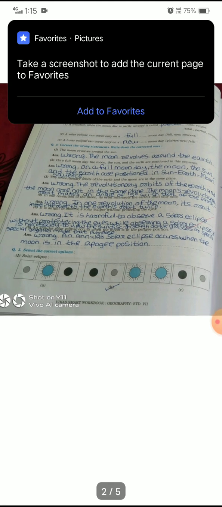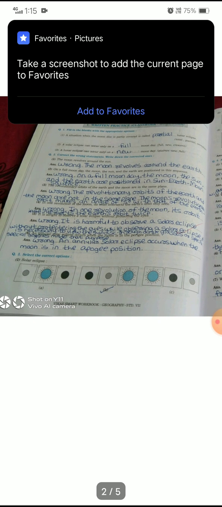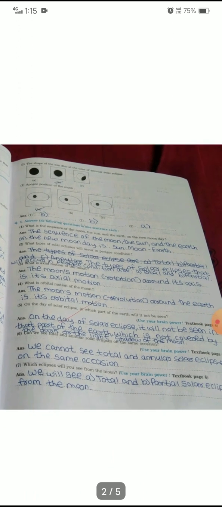Sixth, an annular solar eclipse occurs when the moon is in the perigee position. Answer: Wrong. An annular solar eclipse occurs when the moon is in the apogee position. Select the correct option: solar eclipse. The shape of the sun disk at the time of annular solar eclipse. Apogee position of the moon.